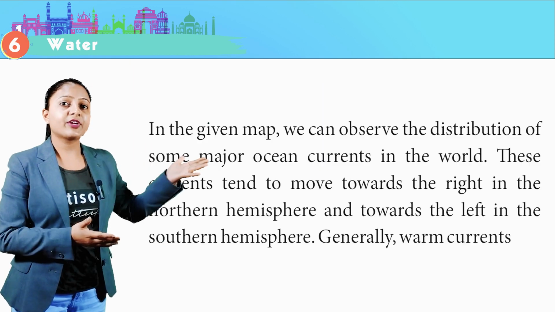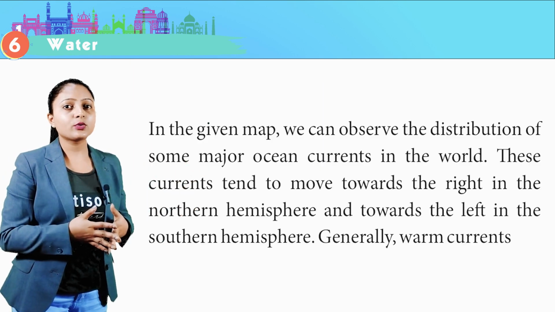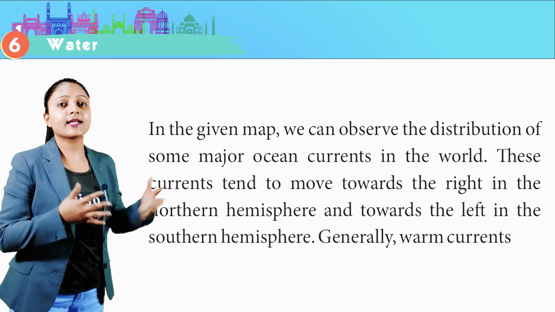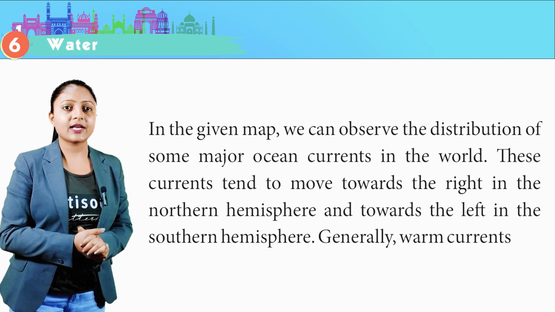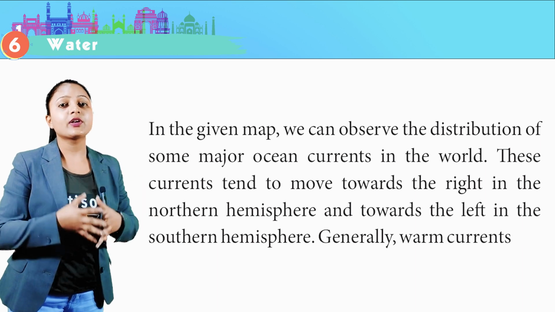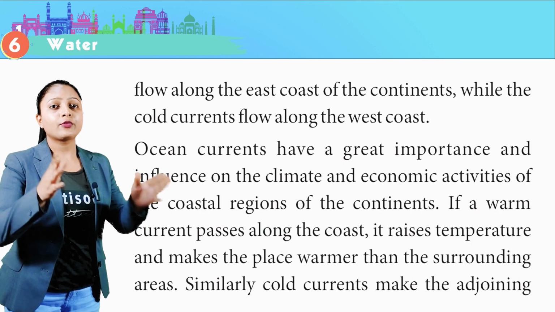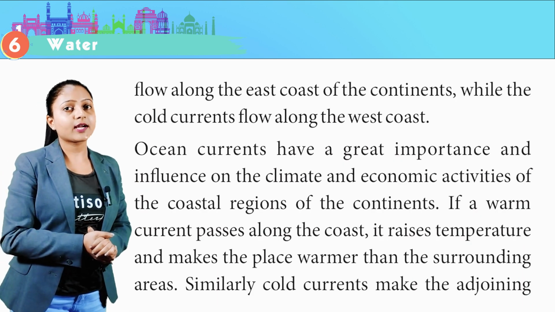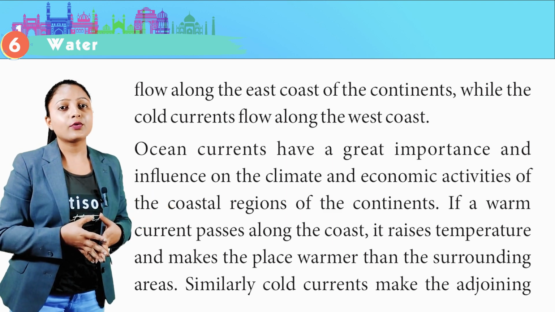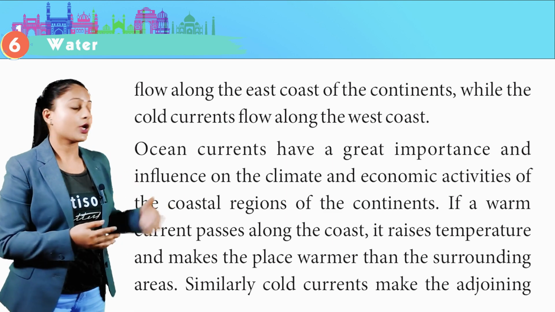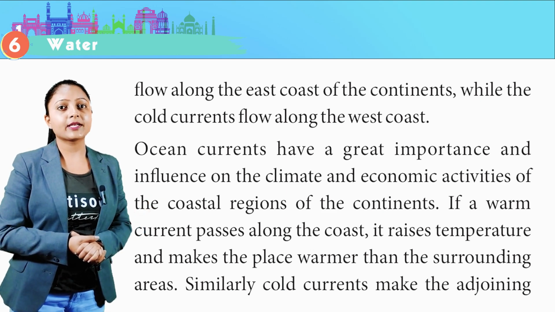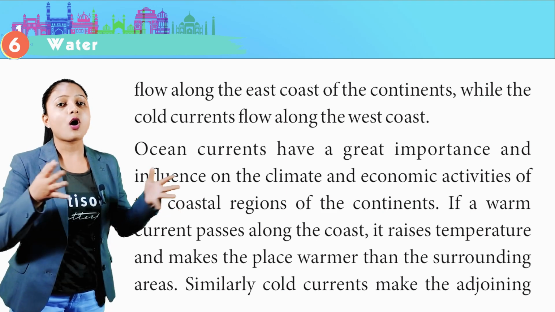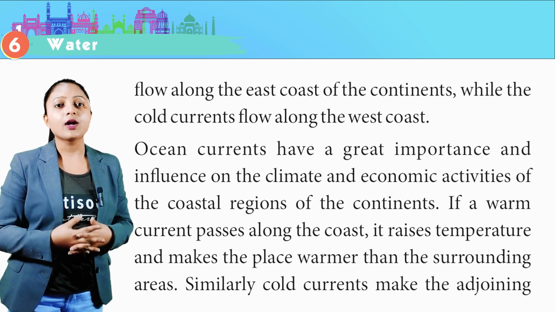In the given map, we can observe the distribution of some major ocean currents in the world. These currents tend to move towards the right in the northern hemisphere and towards the left in the southern hemisphere. Generally, warm currents flow along the east coast of the countries while the cold currents flow along the west coast. Ocean currents have great importance and influence on the climate and economic activities of the coastal regions of the continents.